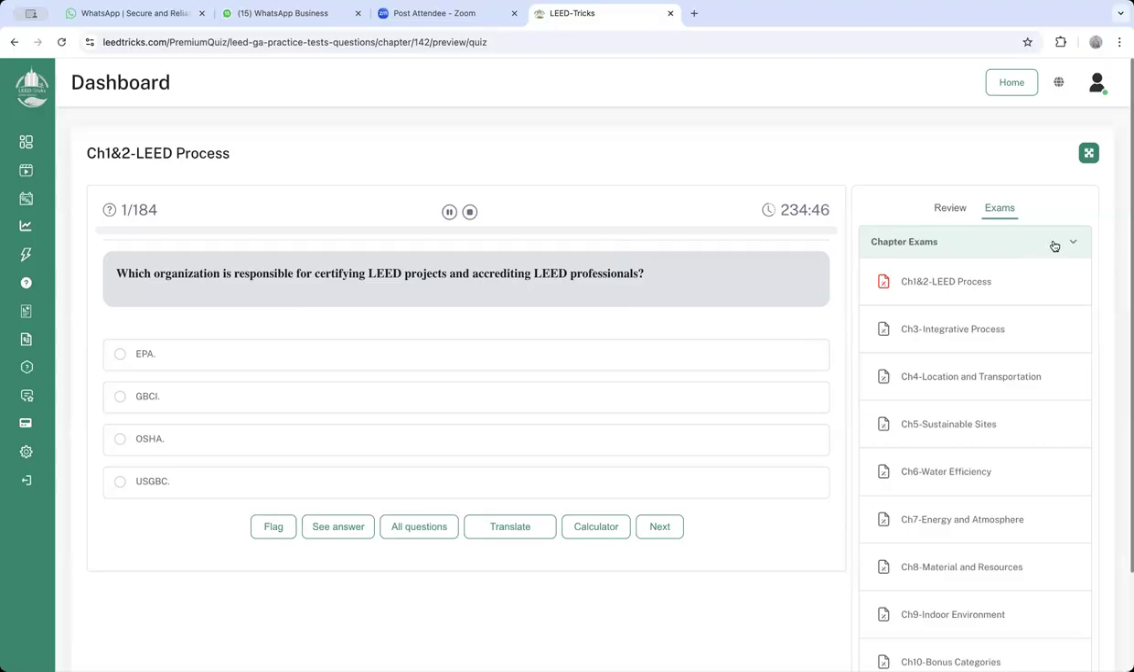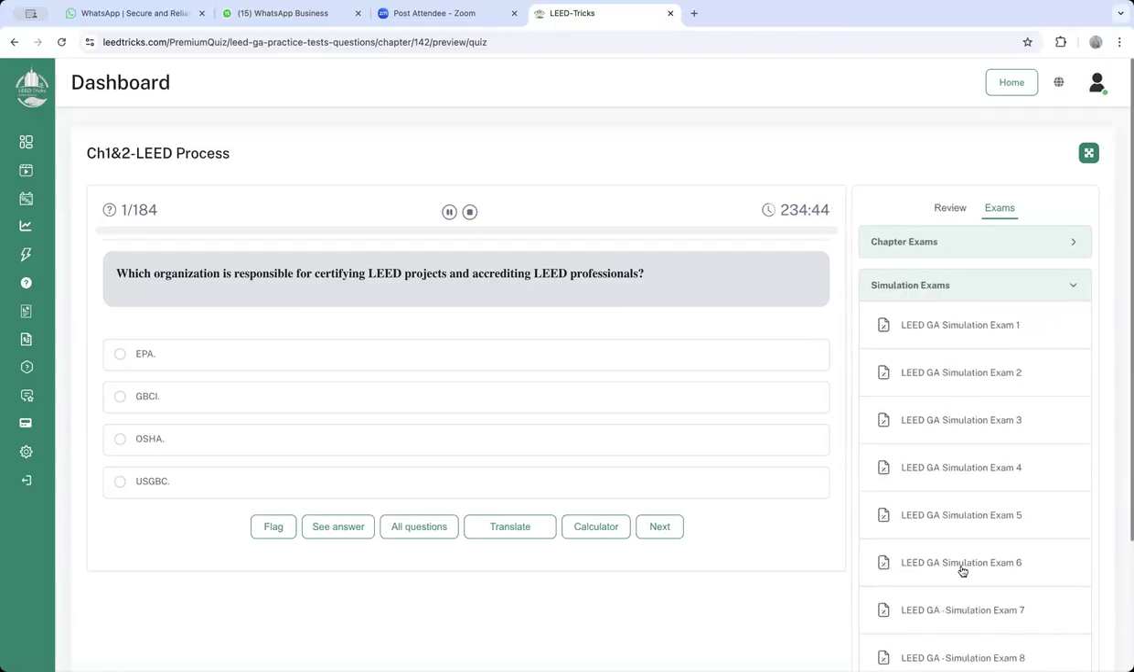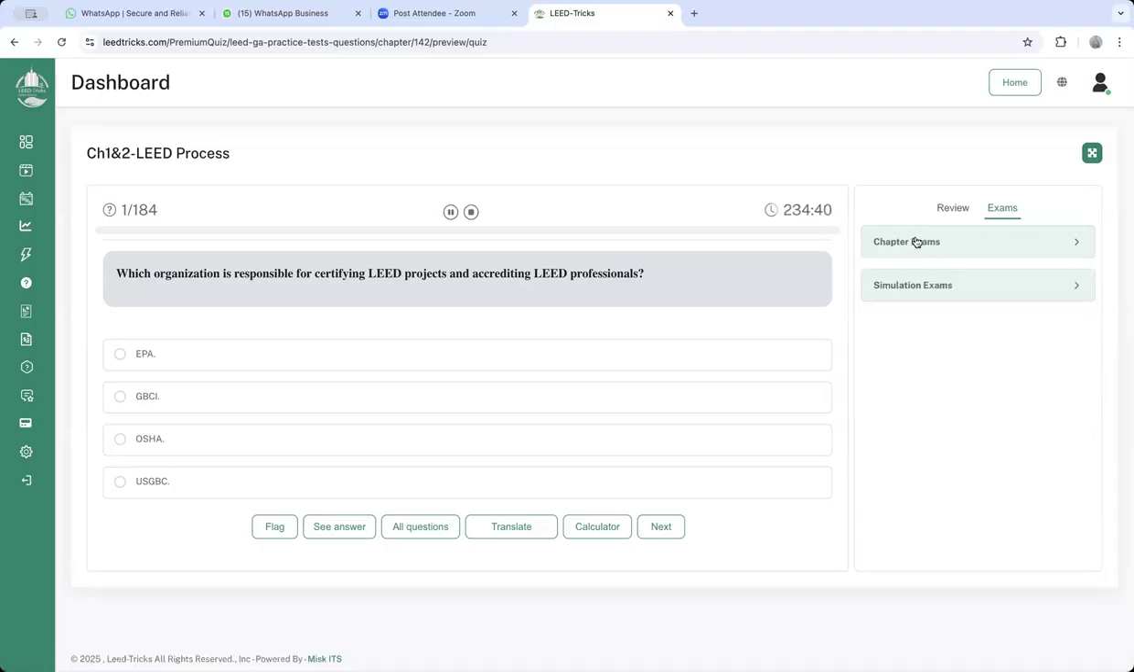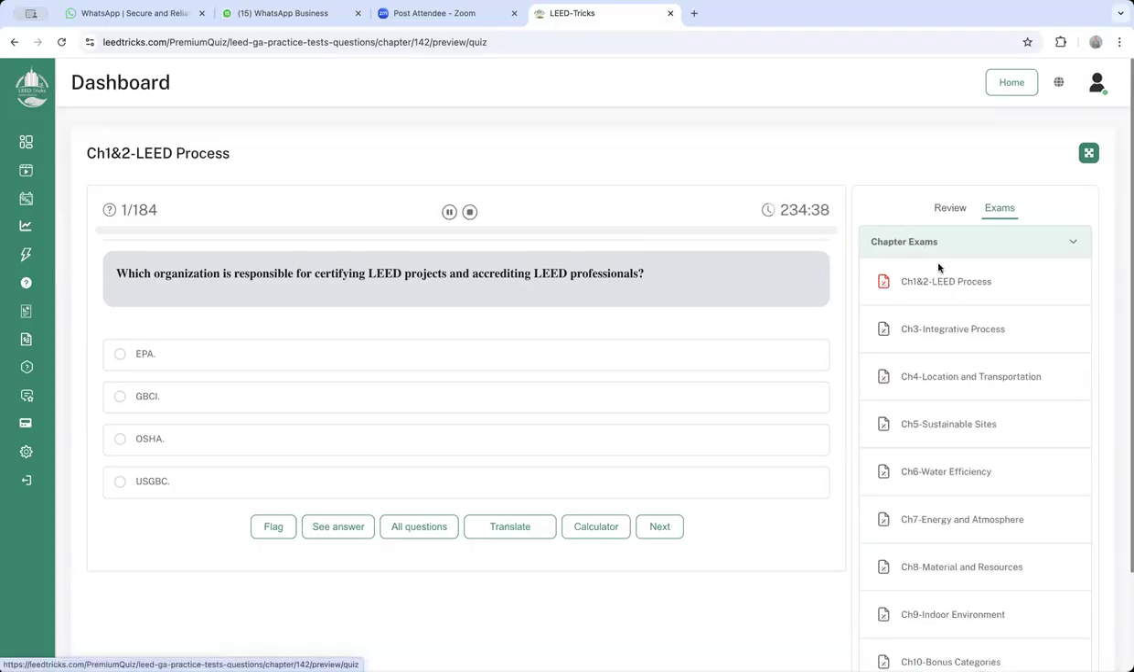This is a chapter exam, and here is a simulation exam similar to the real exam. So first, while we are studying, of course, we finish the chapter, we answer the related questions. The first one and two chapters are merged together. We call it LEED process or LEED project management.